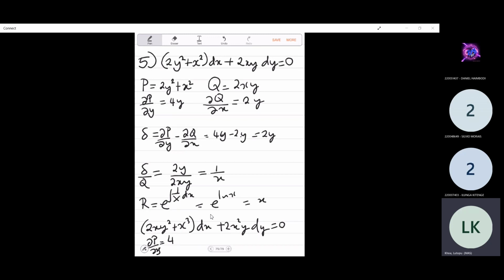For dp dy, this is 4xy, then dq dx, this is 4xy. So these two are equal, therefore it is exact. And I'm going to integrate this one with respect to y.